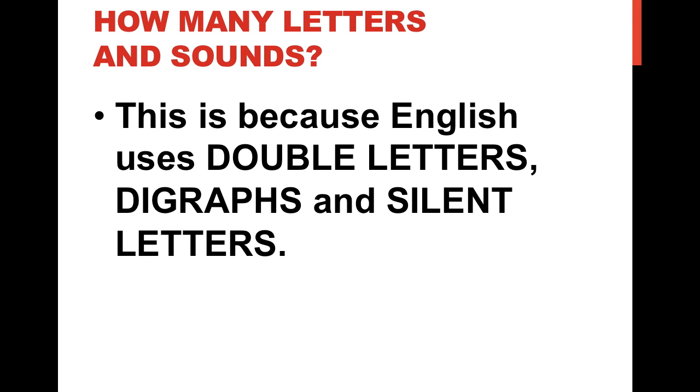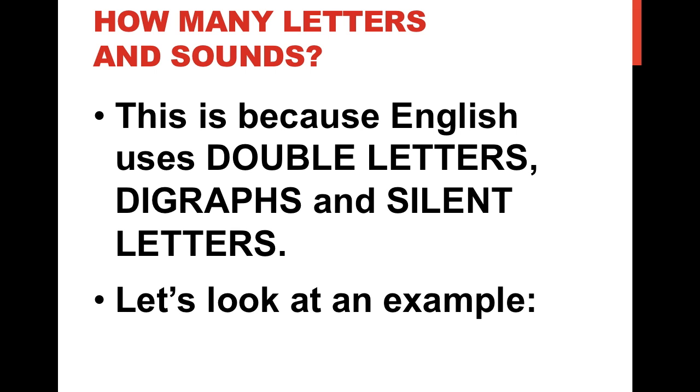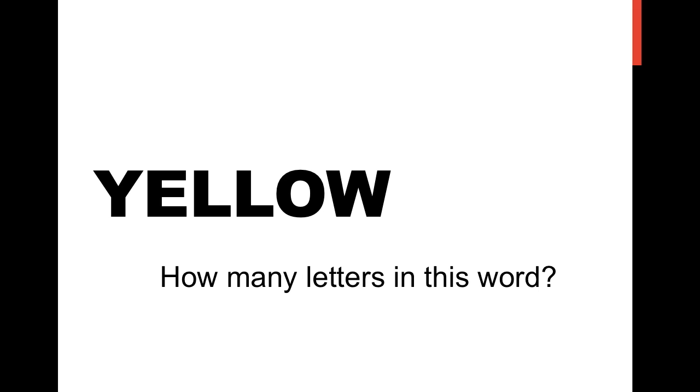This is because English uses double letters, digraphs, and silent letters. Let's look at an example. Yellow. How many letters in this word? Let's count each letter. 1, 2, 3, 4, 5, 6. There are 6 letters in this word.